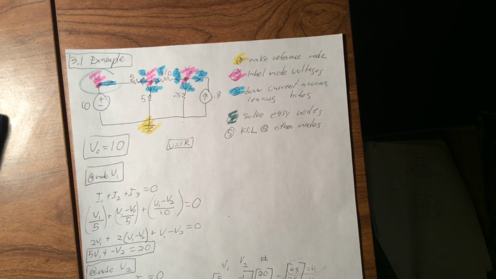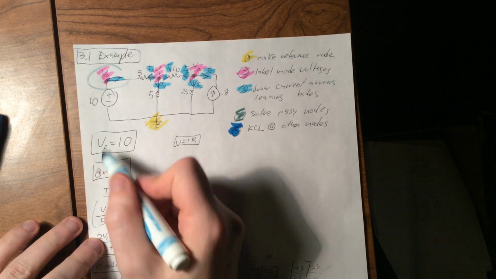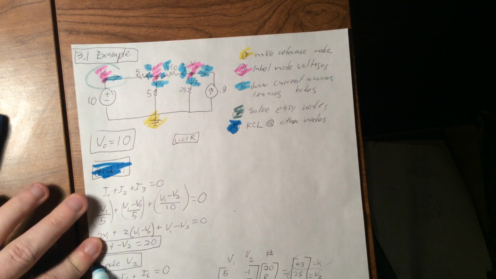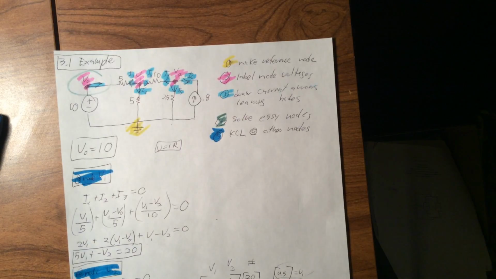KCL, other notes. We should highlight that just for kicks, just to kind of get an idea. Let me see if I have another color. This is close enough. That's like dark blue. So that's our KCL, and that's our KCL too. Cool. So I think that is how we solve these. Let's try again for another one.